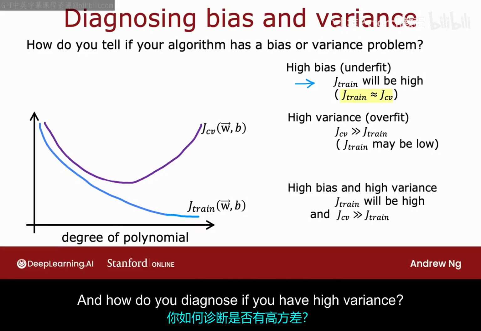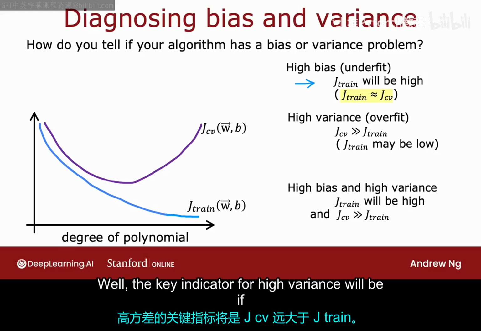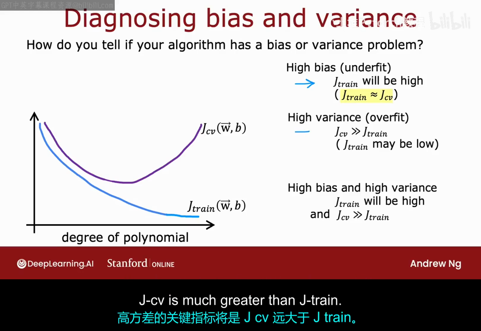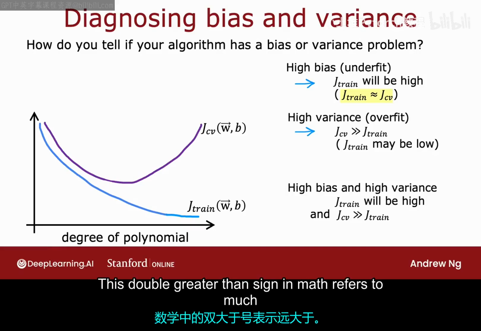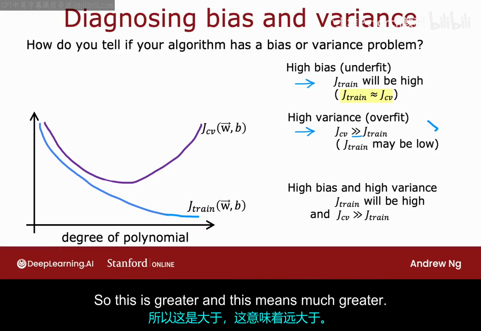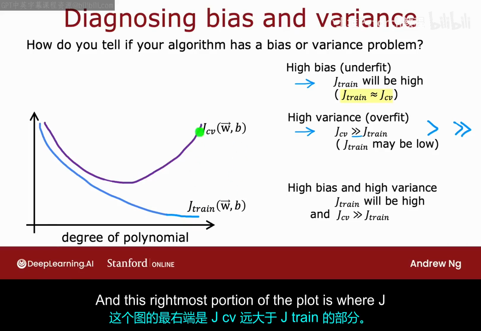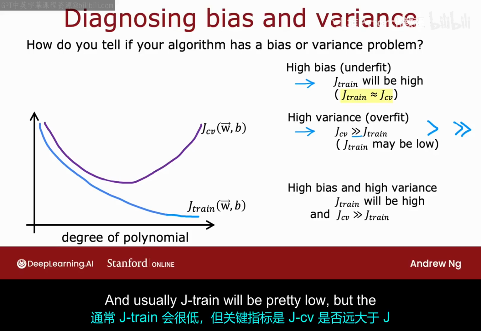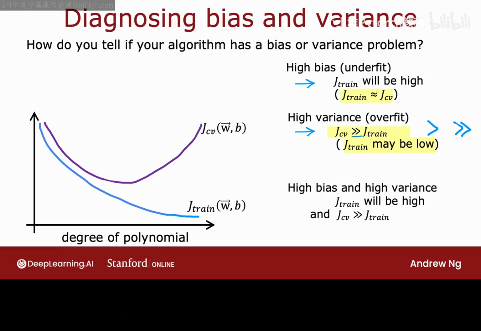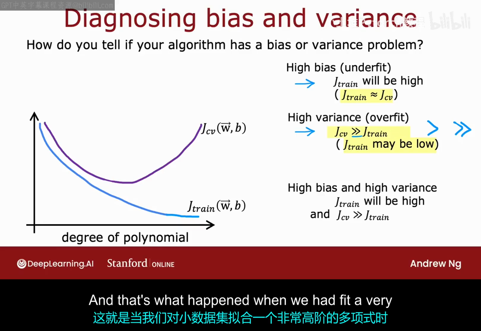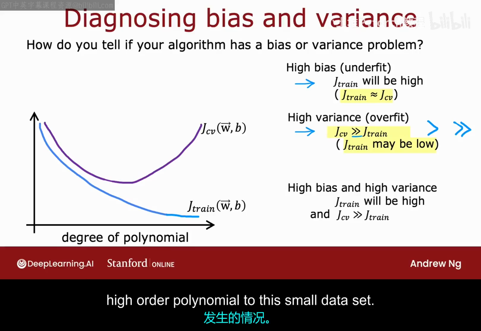And how do you diagnose if you have high variance? Well, the key indicator for high variance will be if JCV is much greater than J-train. This double greater than sign in math refers to much greater than. So this is greater, and this means much greater. And this rightmost portion of the plot is where JCV is much greater than J-train. And usually J-train will be pretty low. But the key indicator is whether JCV is much greater than J-train. And that's what happens when we had fit a very high order polynomial to this small data set.